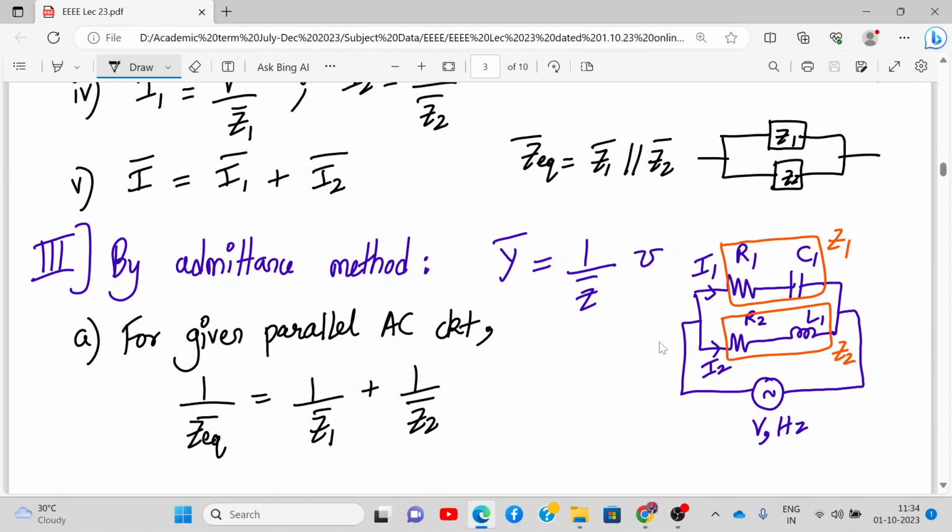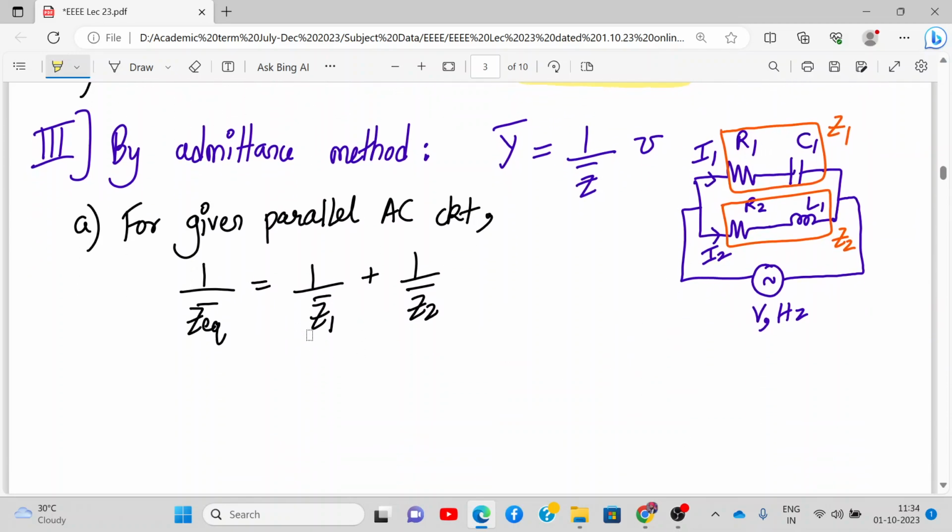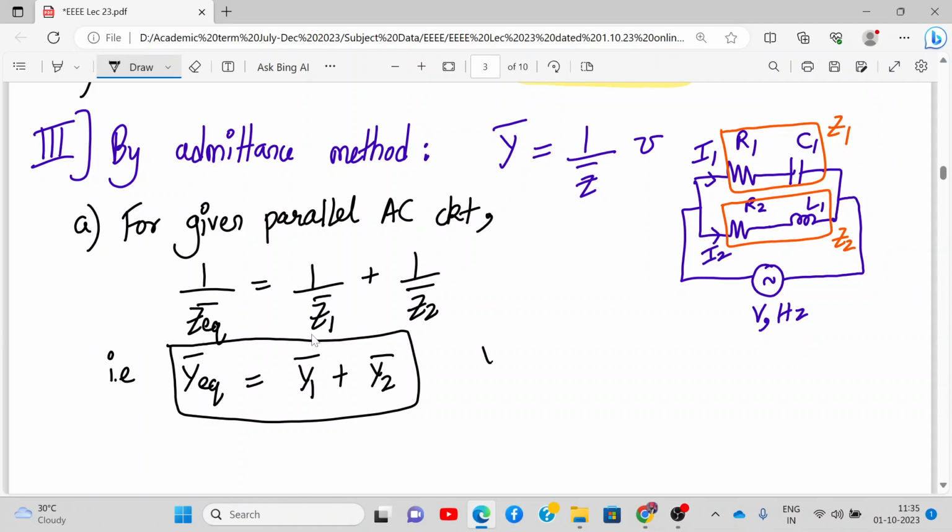Did you all understand this concept? This is very important. Impedances can be in parallel and we can write it in this form. Understood this? Now 1 upon Z is what? Y, admittance. So Y equivalent will be Y1 bar plus Y2 bar. This is how we can write it in terms of net admittance. Y equivalent is the admittance of the parallel AC circuit. This is the admittance method. So please write it down.